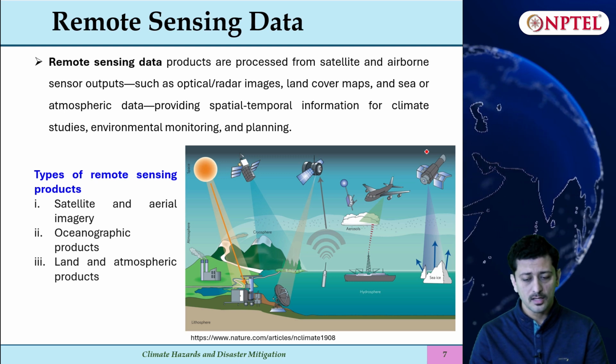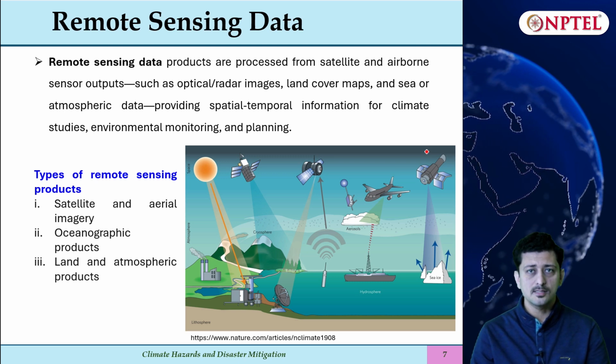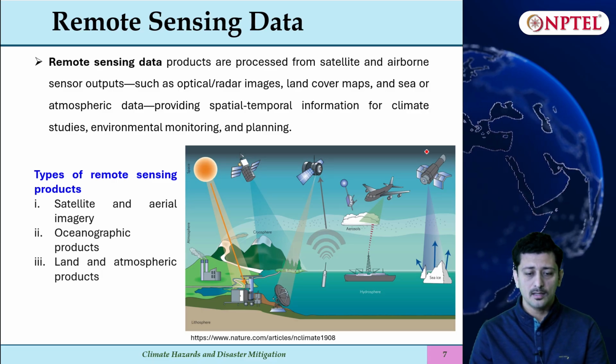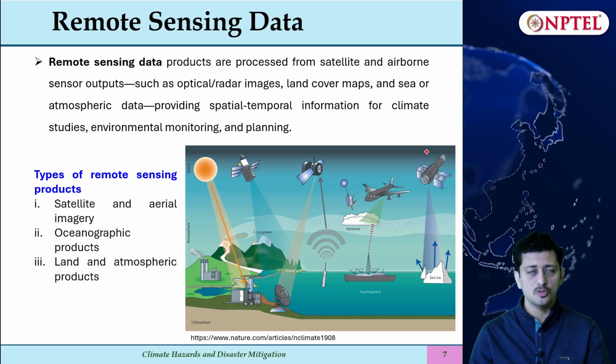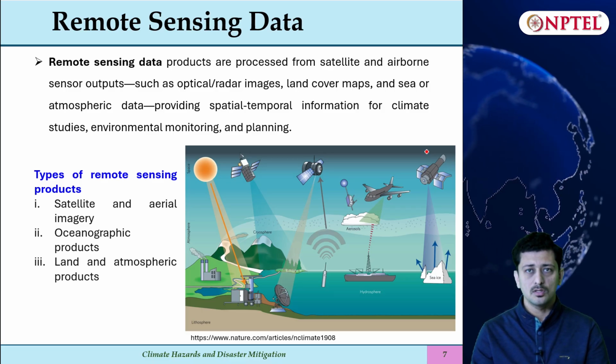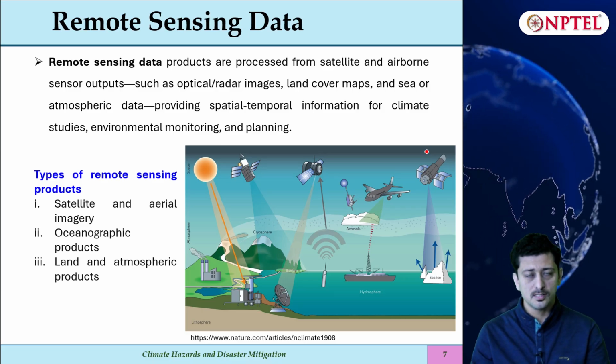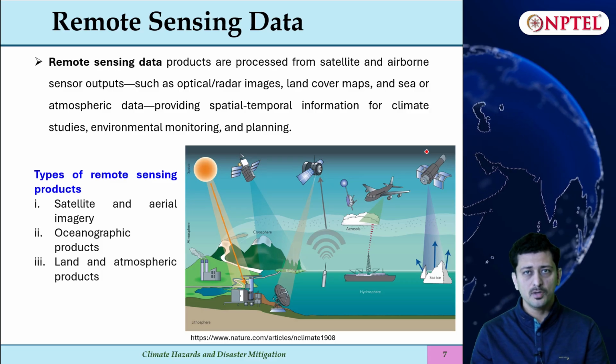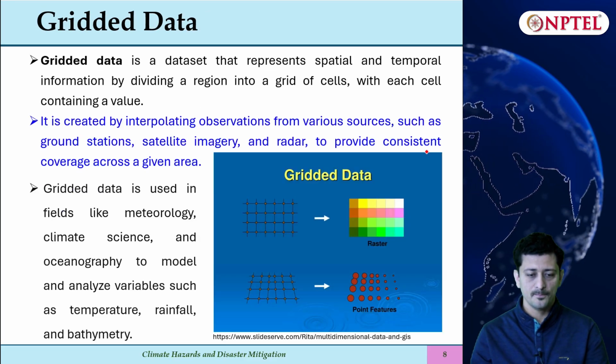So there is a very large source of remote sensing data that is developing, and you have optical and radar images which will give you very precise information about the land cover, about the atmospheric processes happening, and other information which is useful on a larger scale.